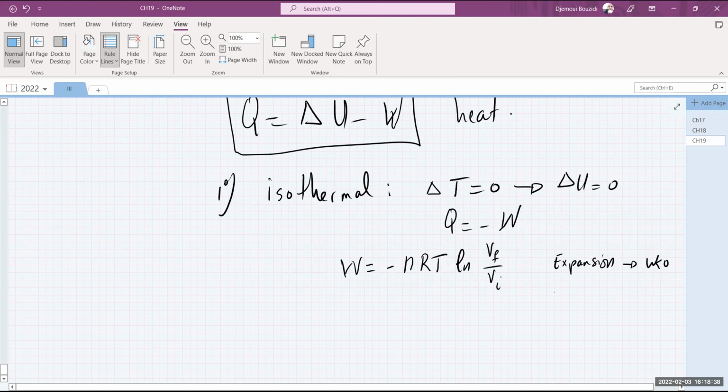In a compression, what I mean by compression in this case is a shrinking. So if the volume shrinks, obviously the final volume is less than the initial volume, and this ratio is less than 1. And ln of a number that is less than 1 is negative, and negative times negative becomes positive. So the work is positive in this case. So that takes care of this state, okay, business.